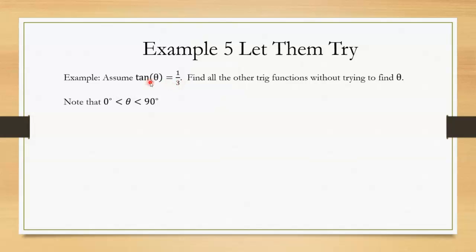So basically here, with tangent of theta, right? I'm assuming theta is such that tangent of theta is a third. What we want to do is figure out all the other trig functions, but we're not going to figure out what theta is. What we do know is that theta is between 0 degrees and 90 degrees.